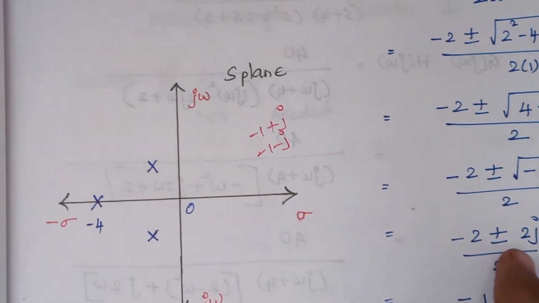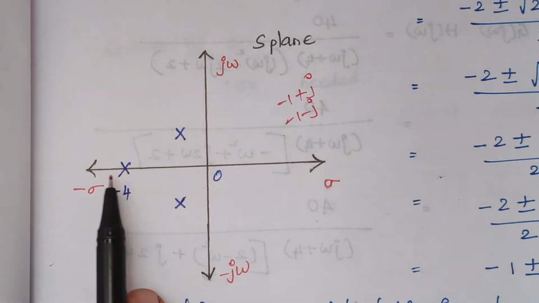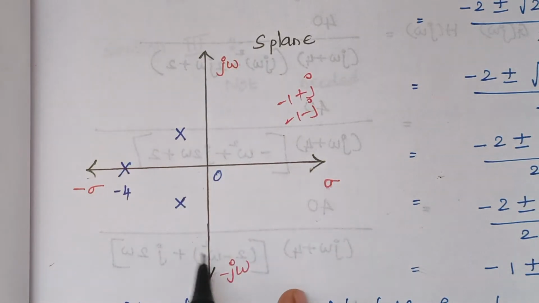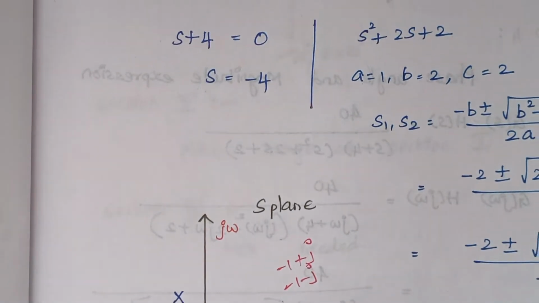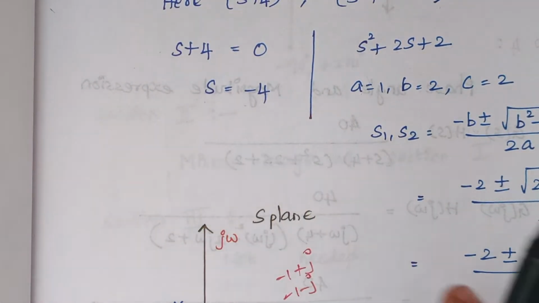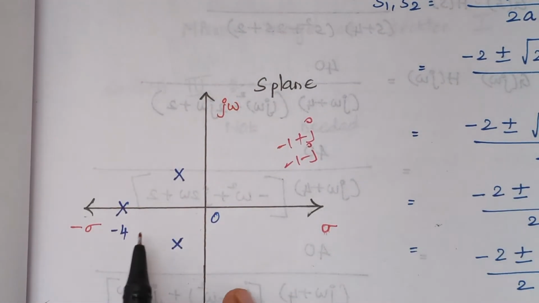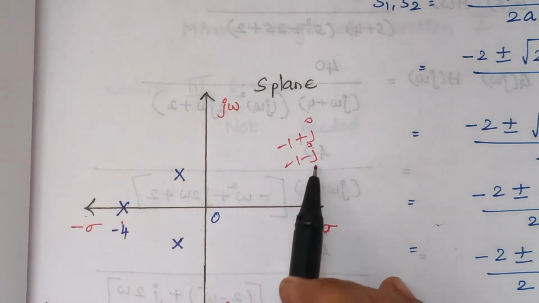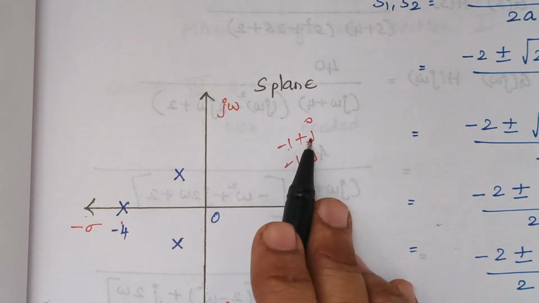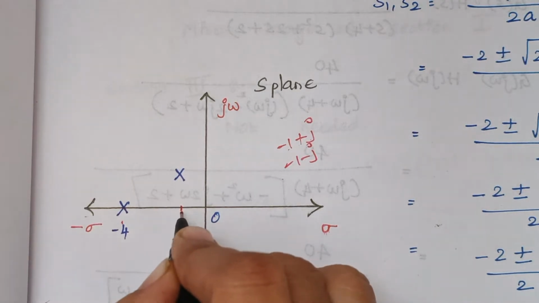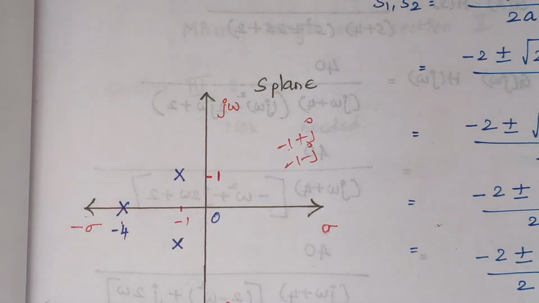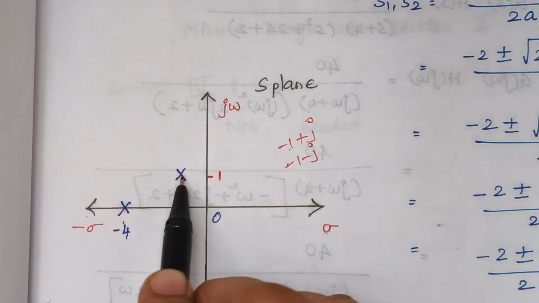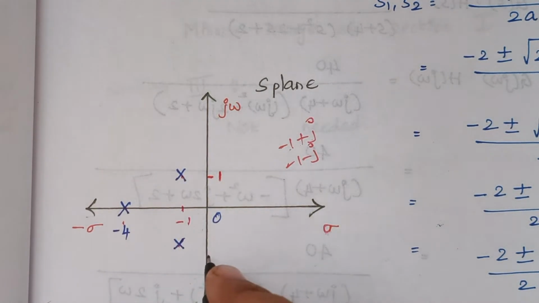Right. Now this is our S plane. This is your real axis and this is your imaginary axis. Now we are going to mark the poles here. What is the value of the first pole? It is minus 4, so here it is marked, minus 4. The next is minus 1 plus j. So here lies my minus 1 and here is my plus 1j. So minus 1 plus 1j here, and again minus 1, here it will be minus 1j.